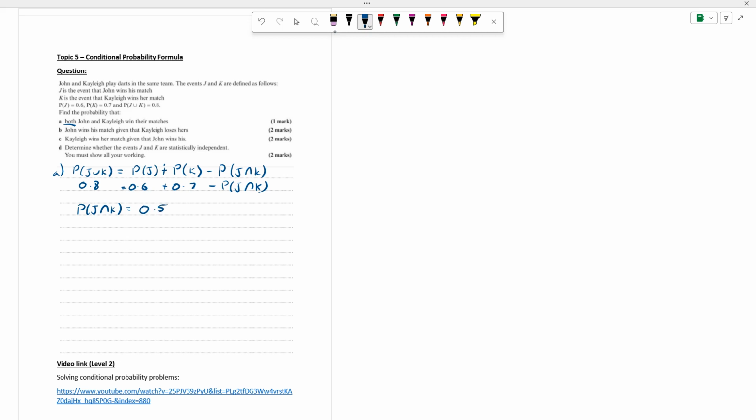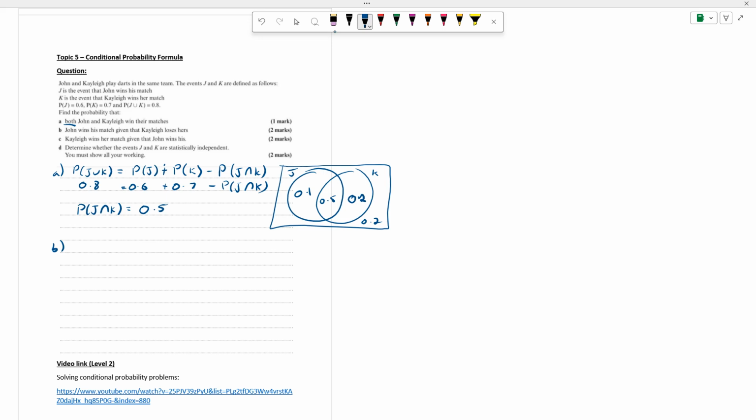So that's my intersection. Now, what I'm going to do is draw my Venn diagram to help me out for the rest of the question. I don't need to do this, that's fine, but I think it's always helpful. So my intersection is 0.5. All of J should be 0.6, so that should be 0.1 over here. All of K should be 0.7, so that's 0.2 over here. Everything should make 1, so I'm missing 0.2 on the outside. Now I'm just going to pick out numbers from it, that's why I've used it.